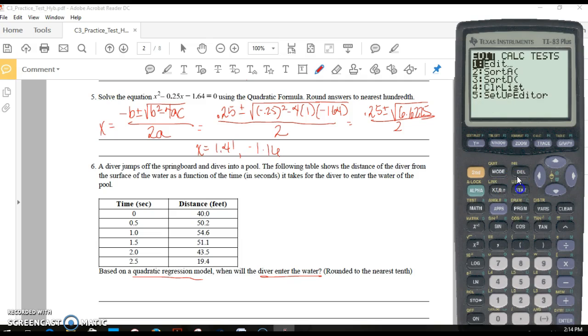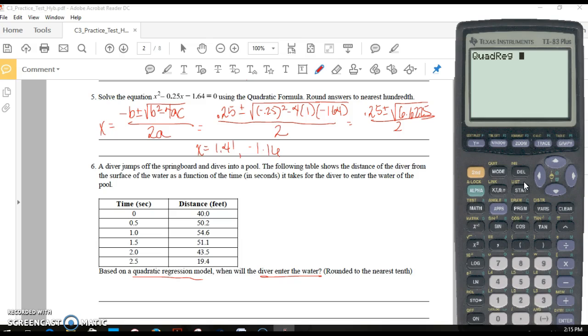So I need to go into stat edit and get this data in. If you have data in there, highlight your list titles and hit clear and then enter. So 0, 0.5, 1, 1.5 to 2.5, 40, 50.2, 50.46, 51.1. I had quite the jump off the board. 43.5, 19.4. And now we're going to run QuadReg, which is under Stat, Calc, QuadReg.